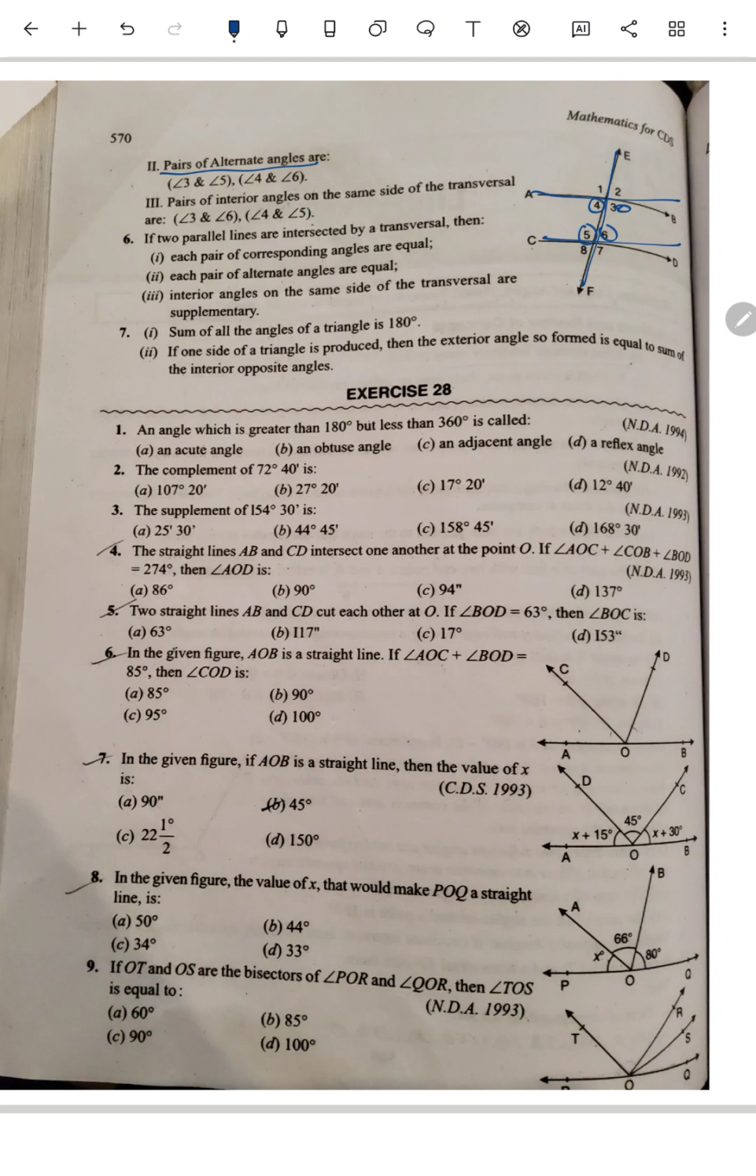Pair of interior angles on the same side of the transversal line. If two parallel lines are intersected by a transversal line, then each pair of corresponding angles are equal. Each pair of corresponding angles are equal. This angle is corresponding to this, and this angle is corresponding to this. Each pair of alternate interior angles are equal. We have studied this. Interior angles on the same side of the transversal line are supplementary, meaning this and this have a sum of 180 degrees.